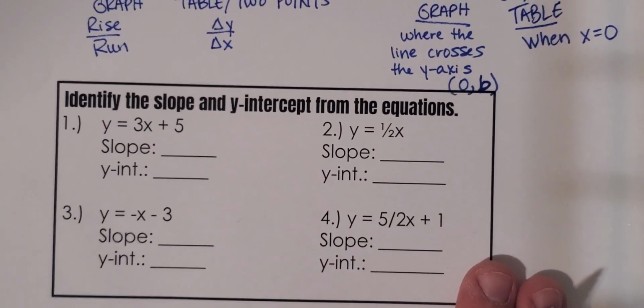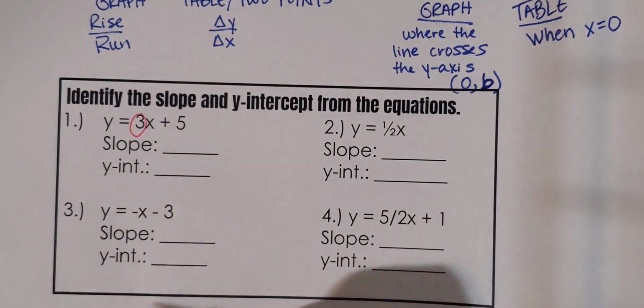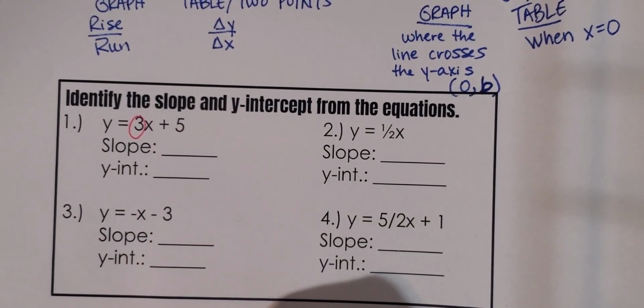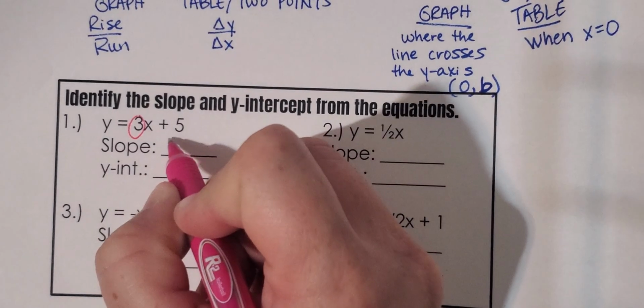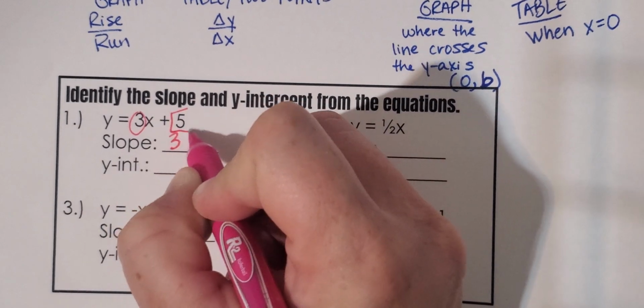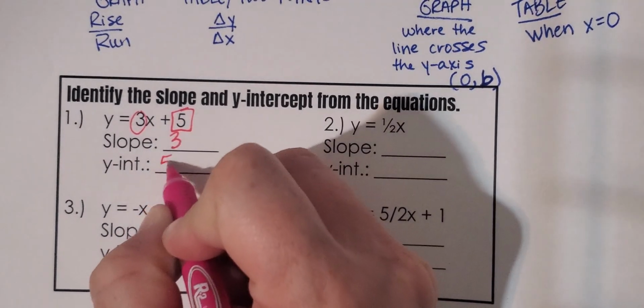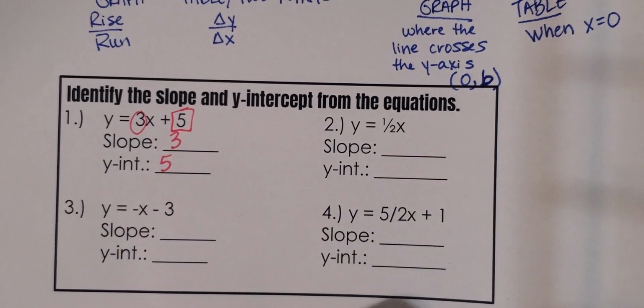So let's look at number 1. Number 1, I see that the number 3 is right in front of the x. Since that is my slope number, I'm just going to write 3 right here. And then my y-intercept is the number that is all by itself. That's a constant number. So my y-intercept is at 5 on the y-axis.